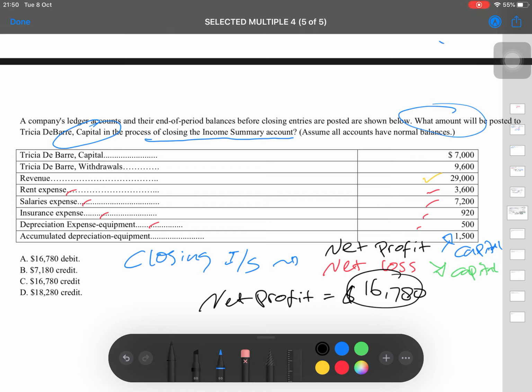So because we make net profit, we need to record this number. Net profit increases capital, and if your capital increases, you have to record it on the credit side. So you record capital here on credit, and then income summary on debit.